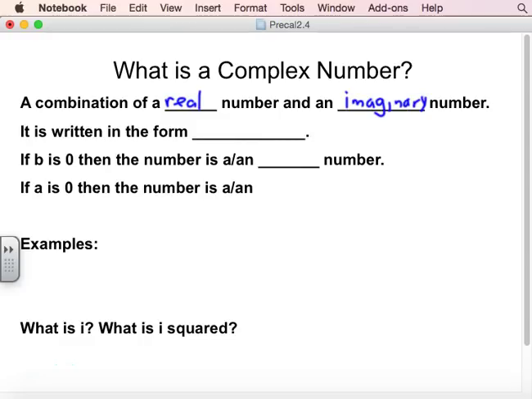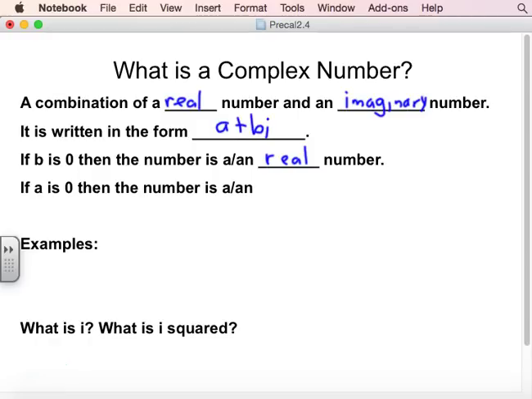So you've got one term that's a real number, and you've got another term that is an imaginary number. And it's written in this form, a plus bi, where the term a is your real part, and bi is obviously the imaginary part because it has the imaginary number i in it. Now, looking at this form, if b was 0, then the number is a real number, because the imaginary part is 0. There's 0 imaginaries, so you just have a real number.